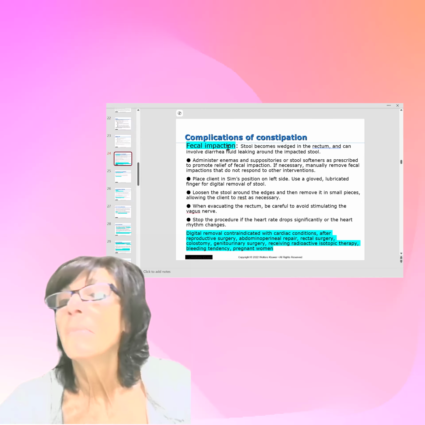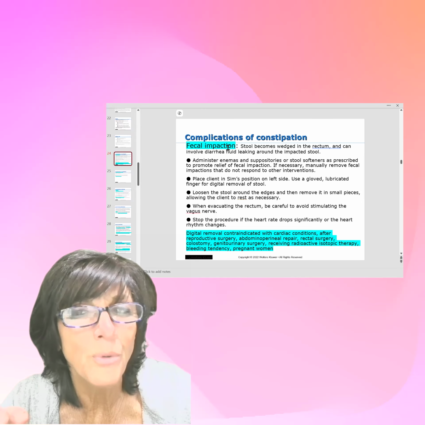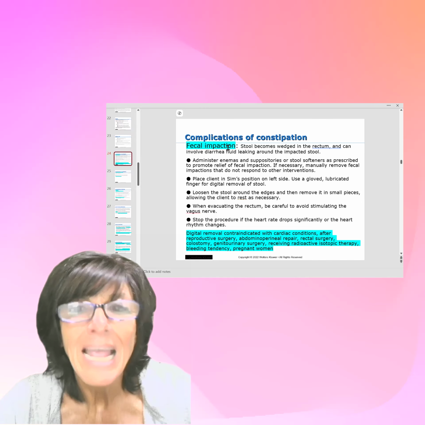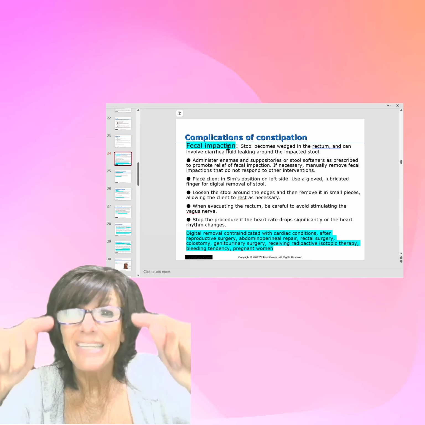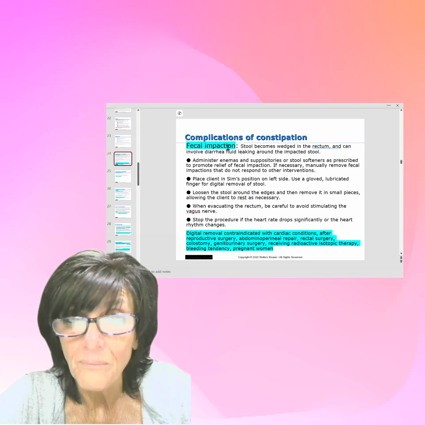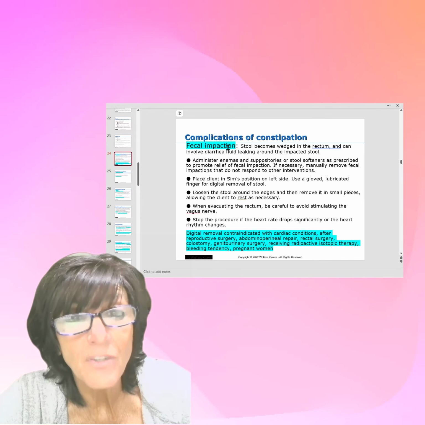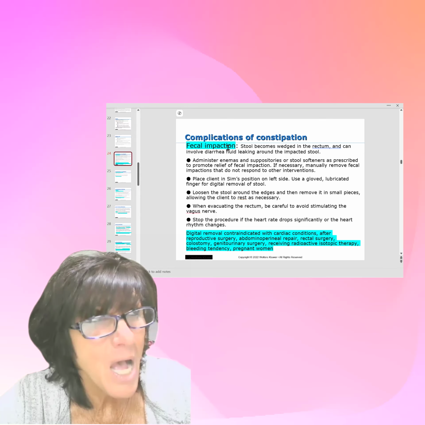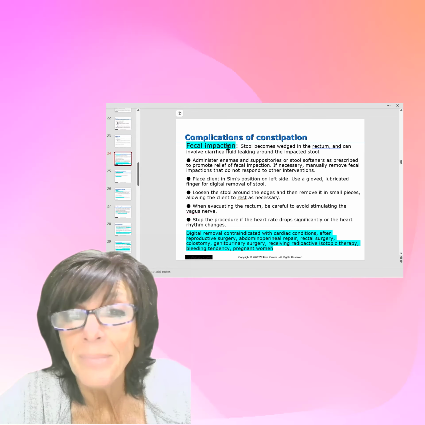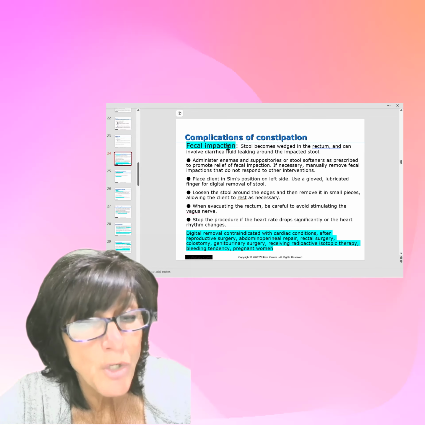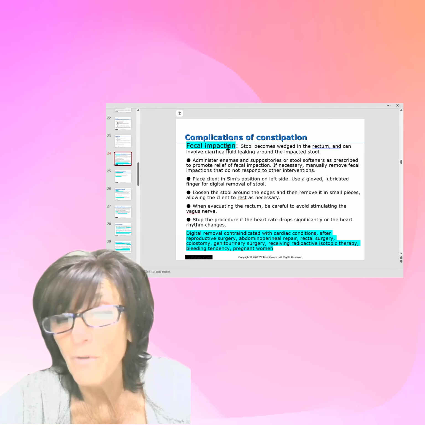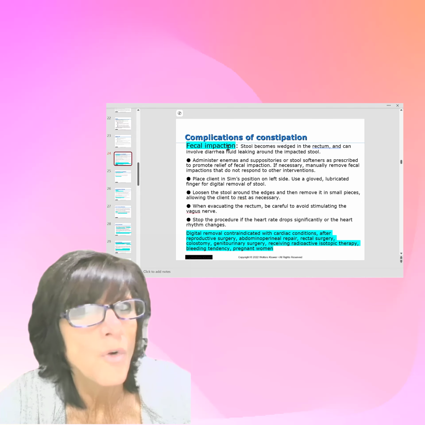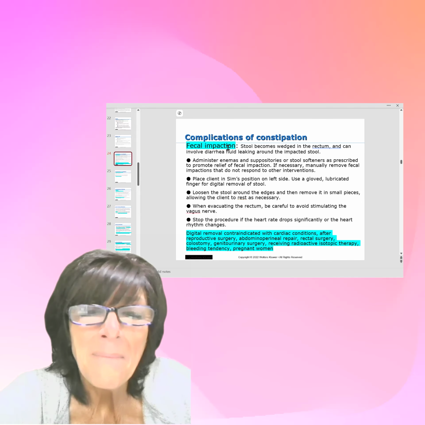Fecal impaction. If the stool sits there in the rectum too long, it gets wedged, right? And what can happen is diarrhea can leak around the impacted stool. Enemas or even suppositories or stool softeners can sometimes get it out. But if not, manual disimpaction: put the client in a Sims position on their left side, use a gloved, lubricated finger for digital removal of the stool.